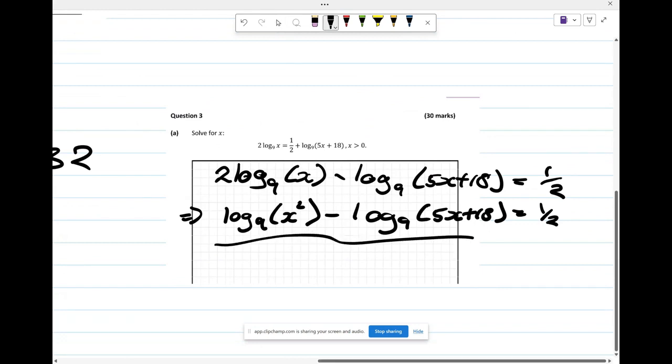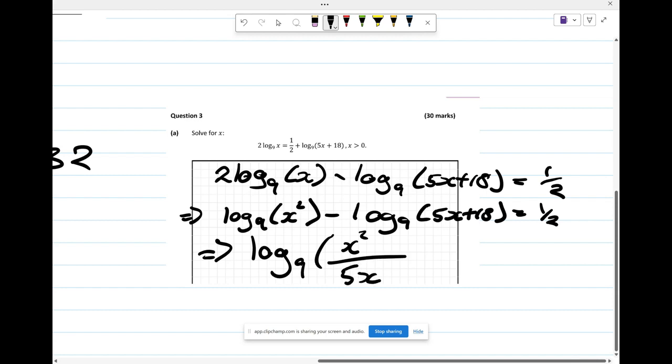So these two are minus off each other, there's nothing in front of them. So we're going to go ahead and apply this rule. That's the exact same as taking the same log, so log to the base 9, but this time we're going to divide the first one by the second one. And then this is still going to be equal to 1/2.